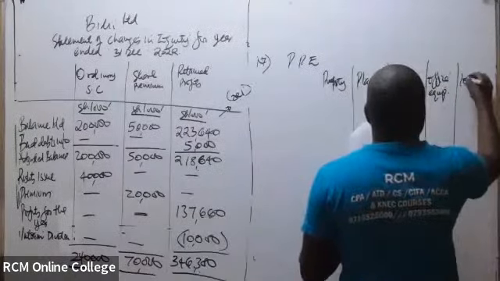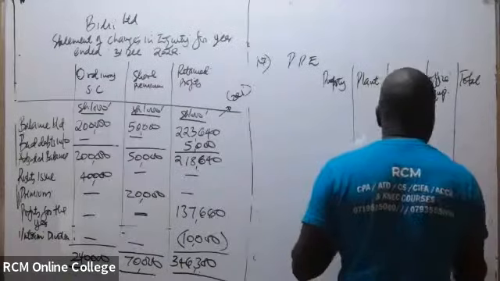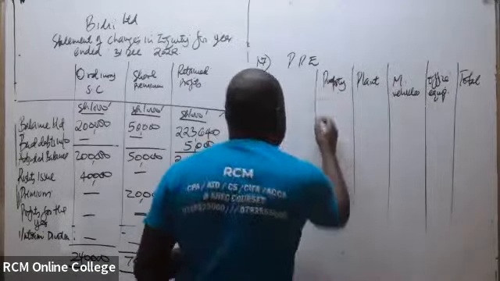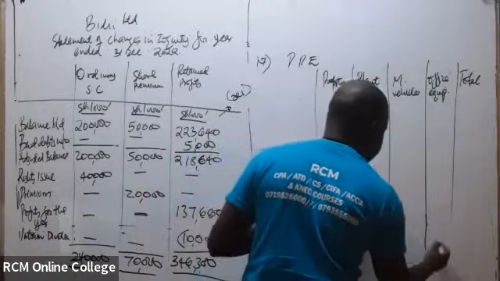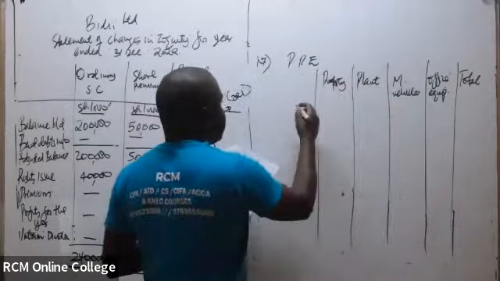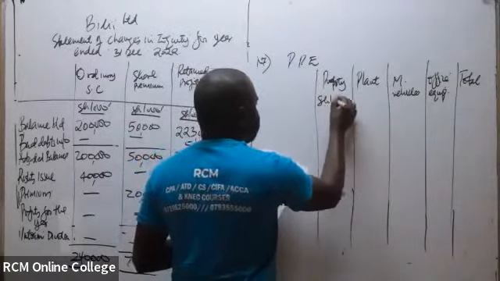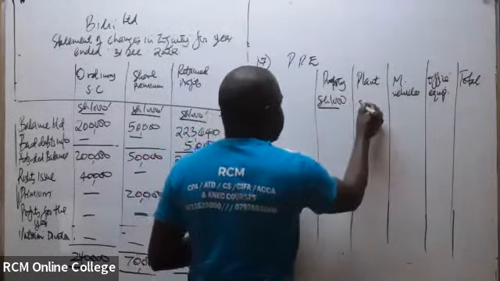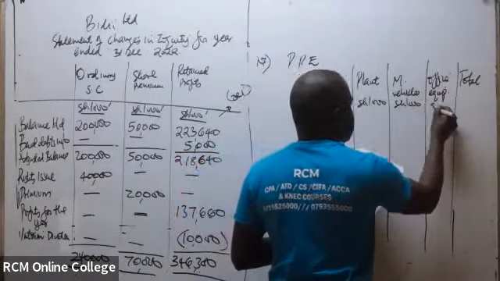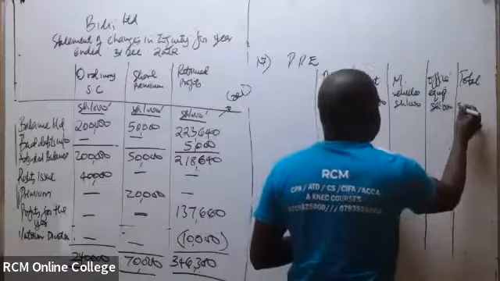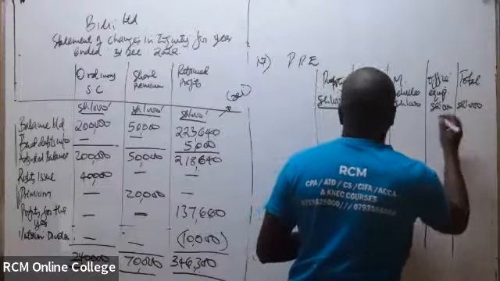Then we must be able to get the total, because in this case we need one figure that we just take to the statement of financial position. So with this one, you'll be able to start with the balances at the start of the year. Remember, we have to indicate our shillings are actually in thousands.